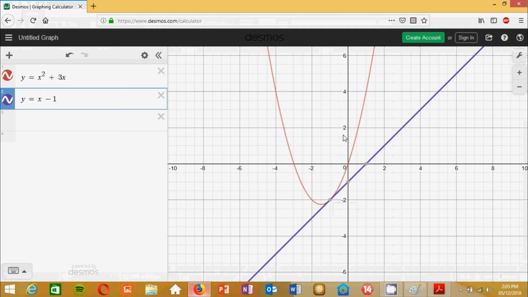And if a straight line and a curve are meeting at one point, that straight line is a tangent to the curve. It's only touching the curve at one point. So that's it. That's how you can show that a line is a tangent to a curve.